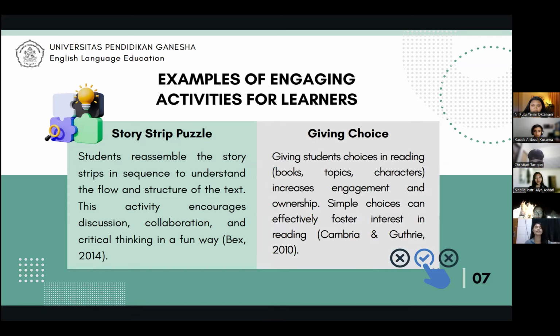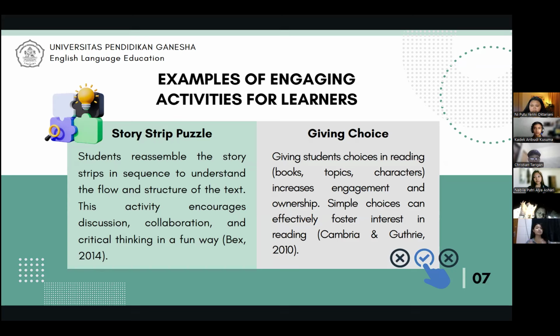Okay, the last example is giving choice. Giving choice is a strategy in a reading activity that allows students the freedom to choose, such as selecting a book, topic, or character they want to explore. Cambria and Guthrie 2010 state that offering choices is a simple yet effective way of fostering reading interest.